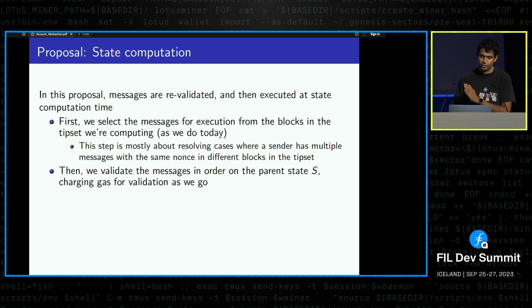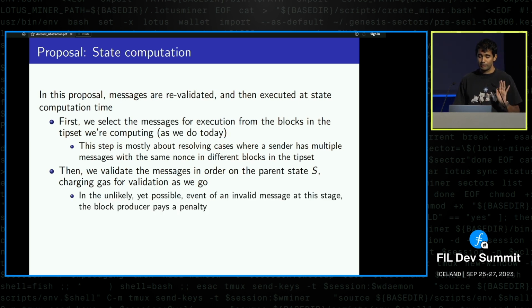Then validate all of the messages in order on the parent state S, charging gas for validation as we go. Charging gas for validation is a little hand-wavy. We need to specify exactly what that means. Do we just deduct funds? Do we also reserve funds for the message execution? We probably need to do the latter, but that's unspecified for now.